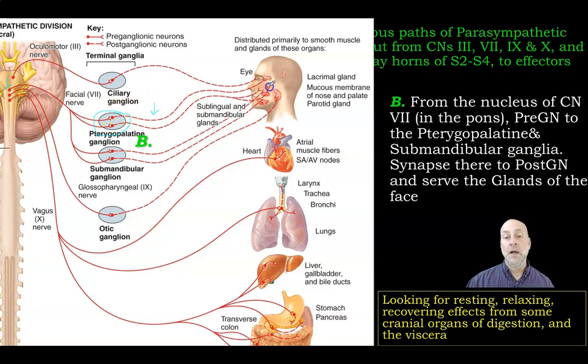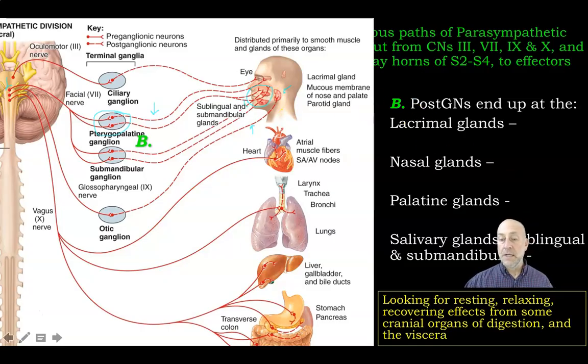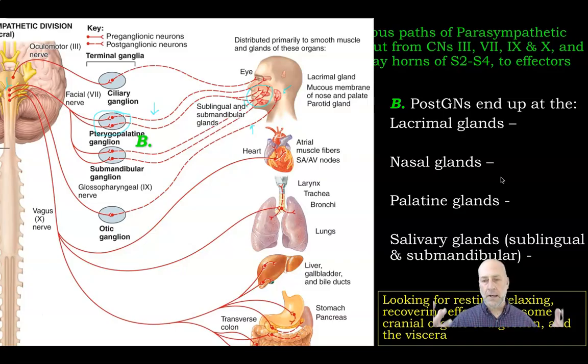And now you're feeding a whole bunch of glands in the face. Not the parotid, save that for just a second, see how that's coming off a separate innervation. But all these glands in the face you're feeding. Okay? Lacrimal glands, nasal glands, palatine glands, and a couple of salivary glands, the sublingual and the submandibular. And what are you doing? All of these, you're now going to increase secretion, right? You're going to start cranking up secretion.